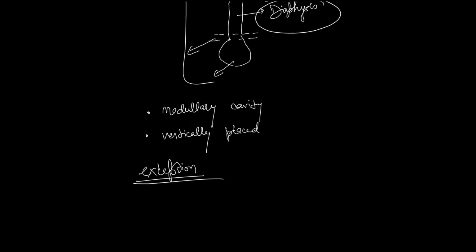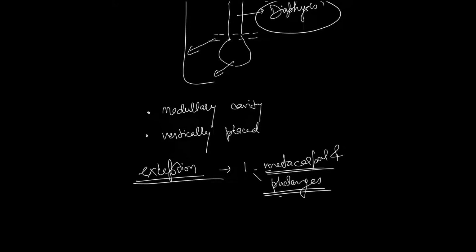Some long bones don't have two epiphyses. Only one epiphysis is there for metacarpals and phalanges. What are the metacarpals? Just tell me in the comment box if you know. Only one epiphysis.